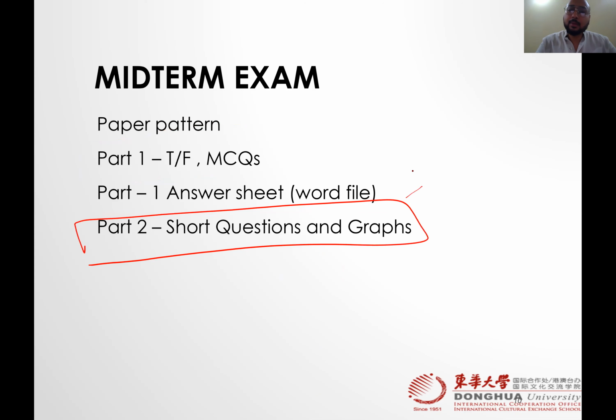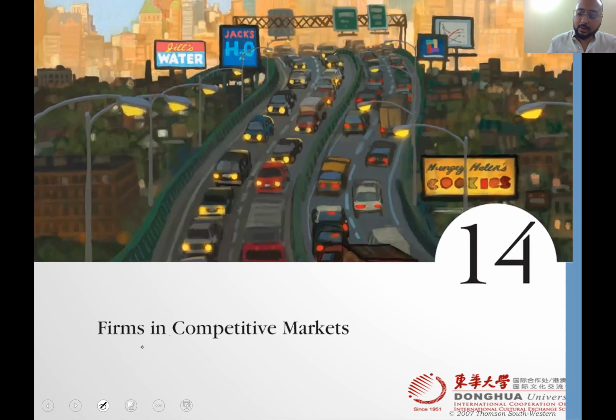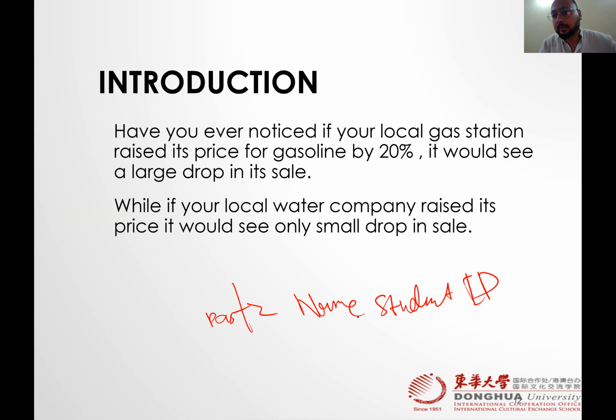Okay? No typing. And there is no answer sheet for that one. You can write it down on your simple paper like you do your assignments. Take a picture, convert into a Word file, and send it to me. Right? Similarly, you need to rename it part 2. So how you can rename? Sorry guys. So you rename it as part 2, your name and student ID. That's it. Send it to me in Word file. Right?